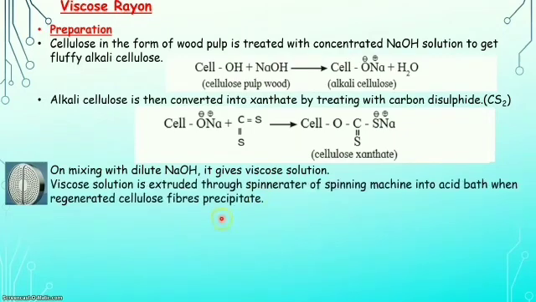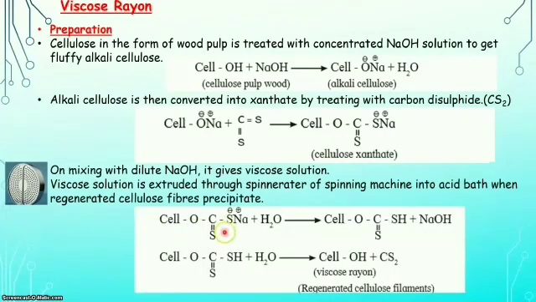That ripe viscose solution is extruded through the spinneret of a spinning machine into an acid bath, where regenerated cellulose fiber precipitates. A spinneret is a plate with a number of holes. When viscose solution flows through the fine holes of the spinneret into a solution of mineral acid like H2SO4, silk-like threads are formed.